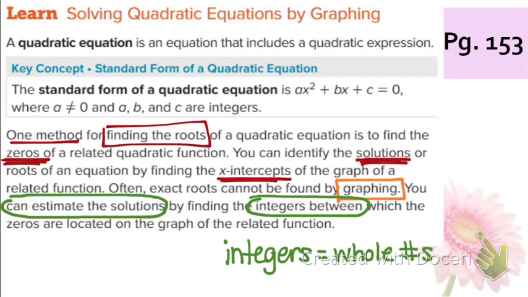So far, so good? Everybody should have a yellow calculator within arm's reach of them. We're going to do a lot of substituting in, because to graph these, we're going to have to fill in our tables.